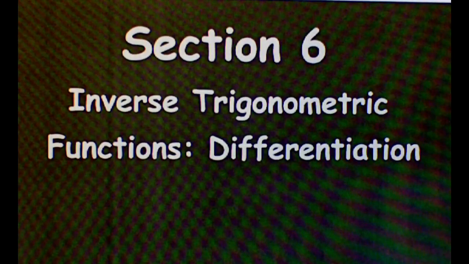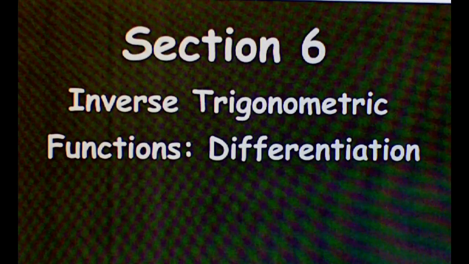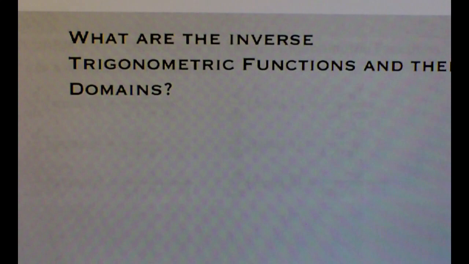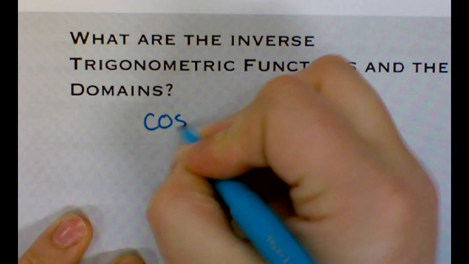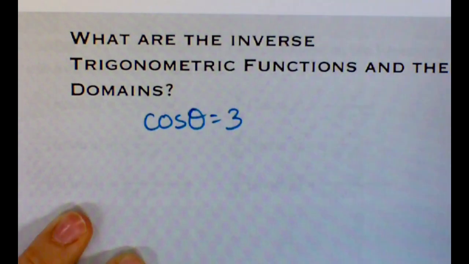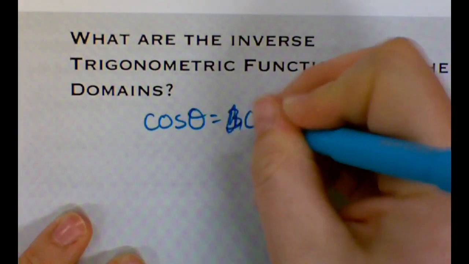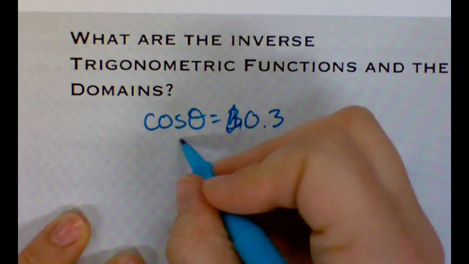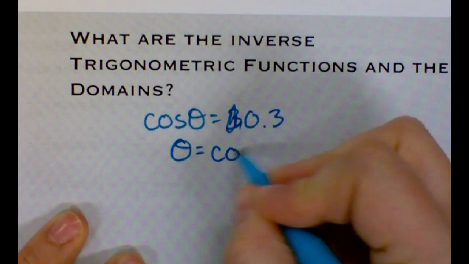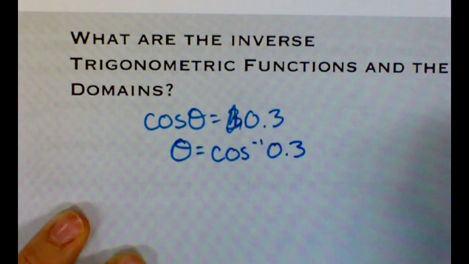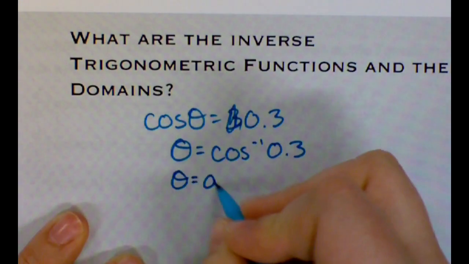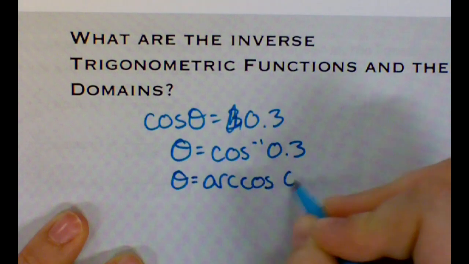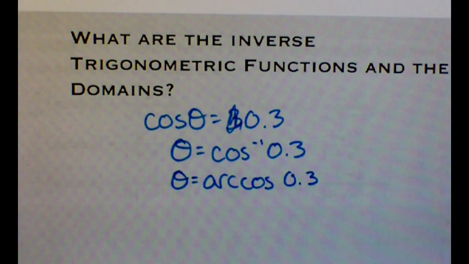Right, we are going to take derivatives of inverse trig functions. First of all, we need to remember what inverse trig functions are. Remember, inverse trig functions are undoing trig functions. If I tell you the cosine of theta equals, I'm sorry, 0.3, then theta can equal cosine inverse of 0.3, or we could write it as arc cosine of 0.3. Arc cosine is the way you'll see it in calculus.